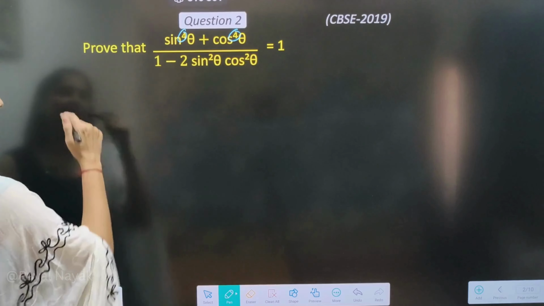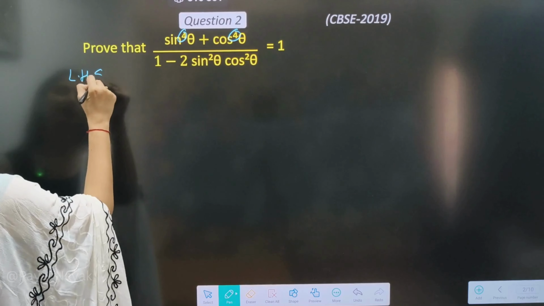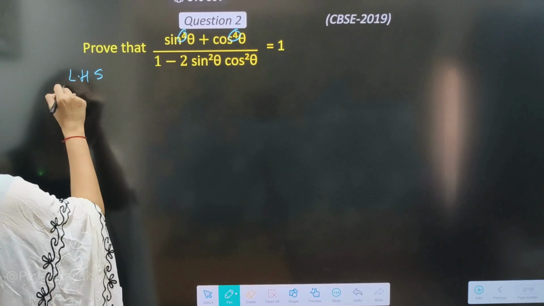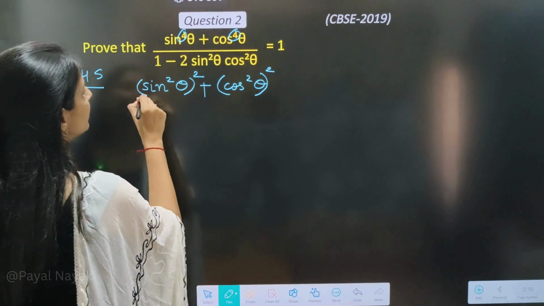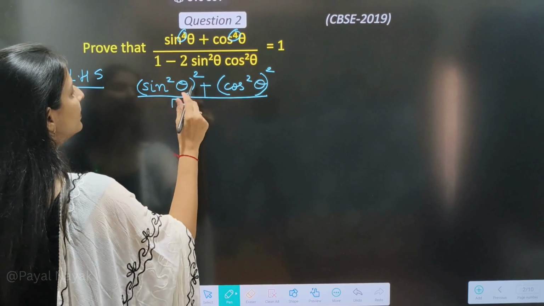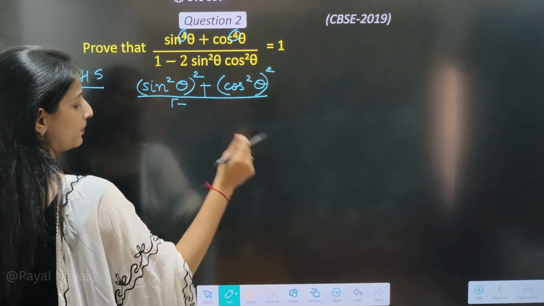So now let us begin with the LHS. Now can I write this sine raised to 4 as sine square theta the whole square? This is going to give me the same thing, plus the same thing for the cos, that is cos square theta the whole square, right? And this denominator, as of now, I will keep it as it is. So 1 minus 2 sine square theta and cos square theta.